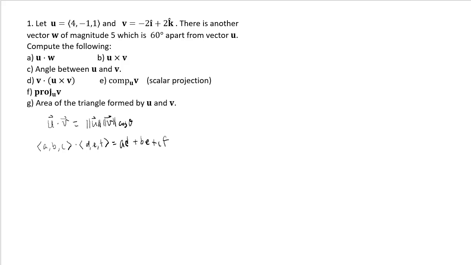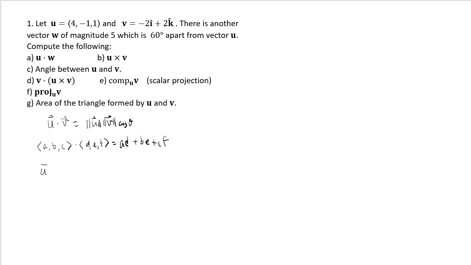So let's see, u dot w. We have u listed with coordinates, but then there is another vector w of magnitude 5, which is 60 degrees apart from vector u. So w does not have any coordinates to use the second formula. Therefore, we have to resort to the first formula.